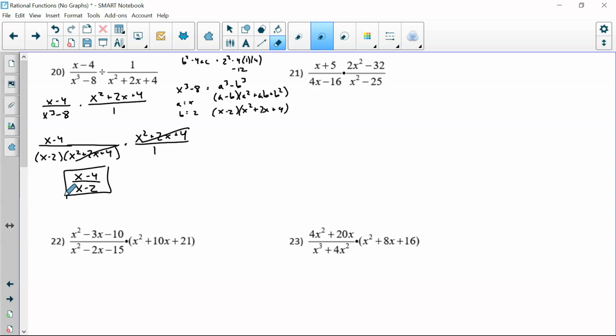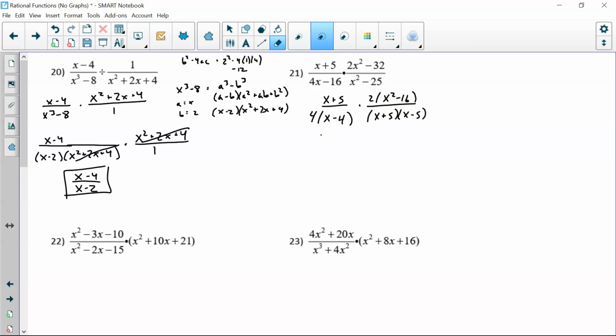Number 21. Same thing, we're just going to be doing a bunch of factoring here. So starting, we have an x + 5. 4x - 16, we can factor out a 4. It's 4 times (x - 4). Now, 2x² - 32, we can factor out 2. So it's 2 times (x² - 16). And then x² - 25, it's a special case. It's (x + 5)(x - 5).